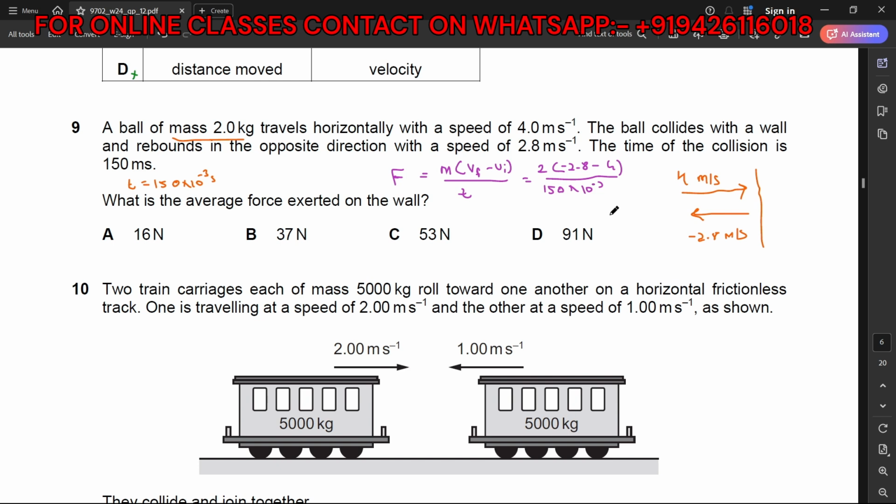And if you calculate this in your calculator, let's see what value we get. So 2 into minus 2.8 minus 4 divided by 150 into 10 power of minus 3. It comes out to be 90.666 with a negative sign. So D must be our answer. Obviously, we can ignore the negative sign because it's just showing you the direction. The magnitude of the force is coming out to be 91 newtons, because 90.66 is what we are getting in the calculator. So D must be the correct option for question 9.